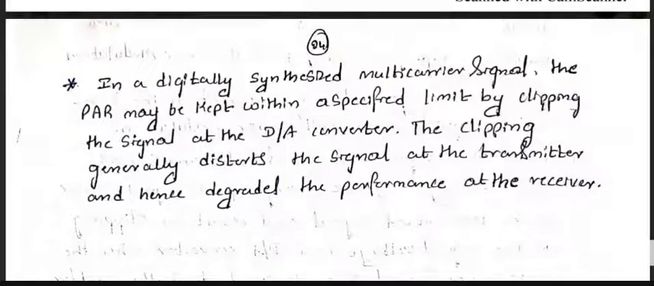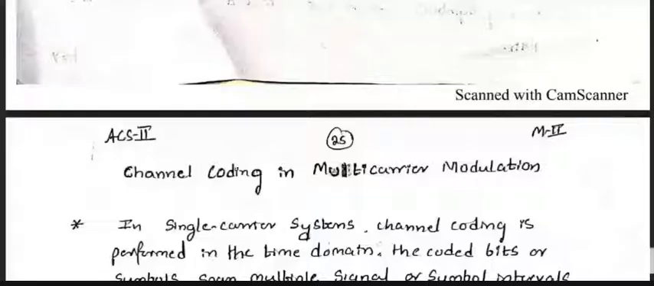The last topic we'll discuss, which is very short, is channel coding in multi-carrier modulation. It is very simple to understand. Before getting into it, let me explain what exactly channel coding is. I think you might have learned it as ECC, error control coding. It is the process of detecting and correcting errors in digital communication systems.